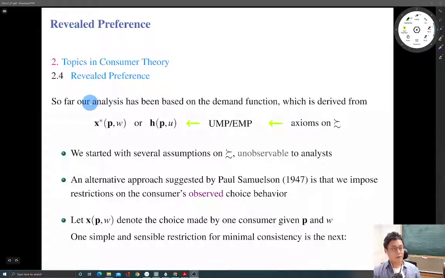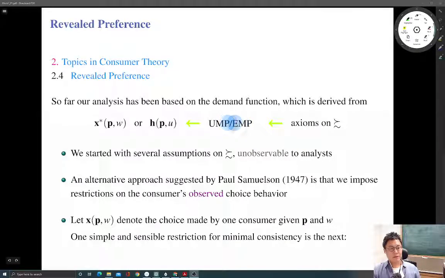Okay, so in order to introduce the revealed preference, we need to go back to our previous analysis. So far what we have done, we try to make a prediction about the consumer's behavior in the market. Okay? But this analysis is based on the demand function, the Walrasian demand and Hicksian demand. So we derived these two demand functions from the two optimization problems, utility maximization problem and the expenditure minimization.